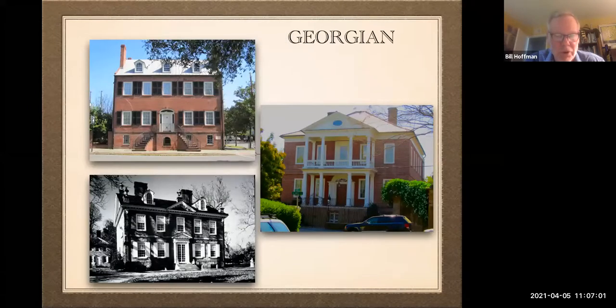Here are some more Georgian homes. You can see how symmetrical they are. And you can see how the front door always has some sort of adornment. The Georgian home in the bottom left has a gable roof. The one on the right-hand side, which is in Charleston, has a hipped roof, almost a pyramid roof. But you can see the doors are always embellished, which the English like to do.